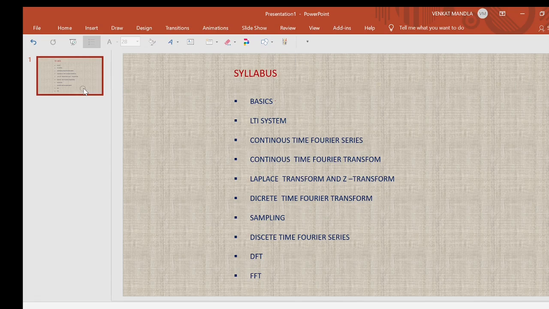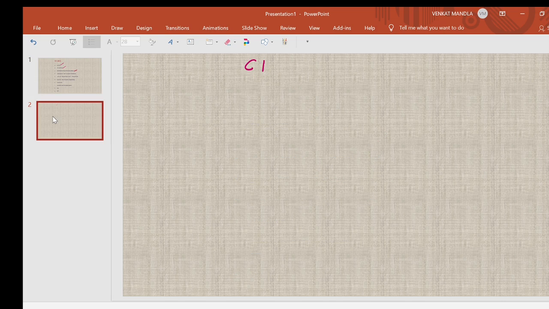This is the syllabus. I have completed the basics and LTI system. Now I'm going to start this topic, the continuous time Fourier series, CTFS. To start this topic, first I will explain the vectors concept.